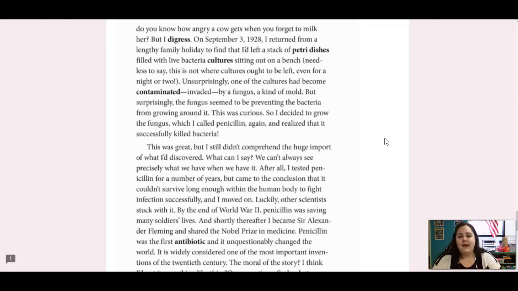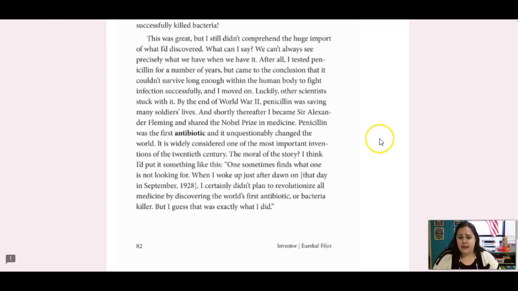But I digress. On September 3rd, 1928, I returned from a lengthy family holiday to find that I'd left a stack of petri dishes filled with live bacteria cultures sitting out on a bench. Needless to say, this is not where the cultures ought to be left, even for a night or two. Unsurprisingly, one of the cultures had become contaminated, invaded by a fungus, a kind of mold. But surprisingly, the fungus seemed to be preventing the bacteria from growing around it. This was curious, so I decided to grow the fungus, which I called penicillin, again, and realized that it successfully killed bacteria.